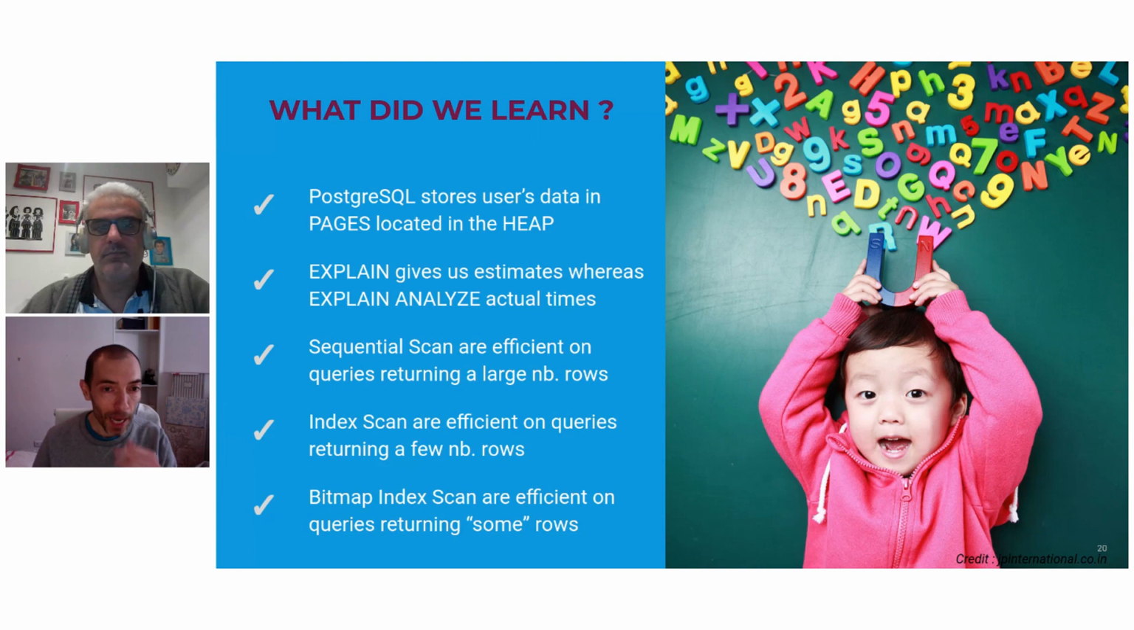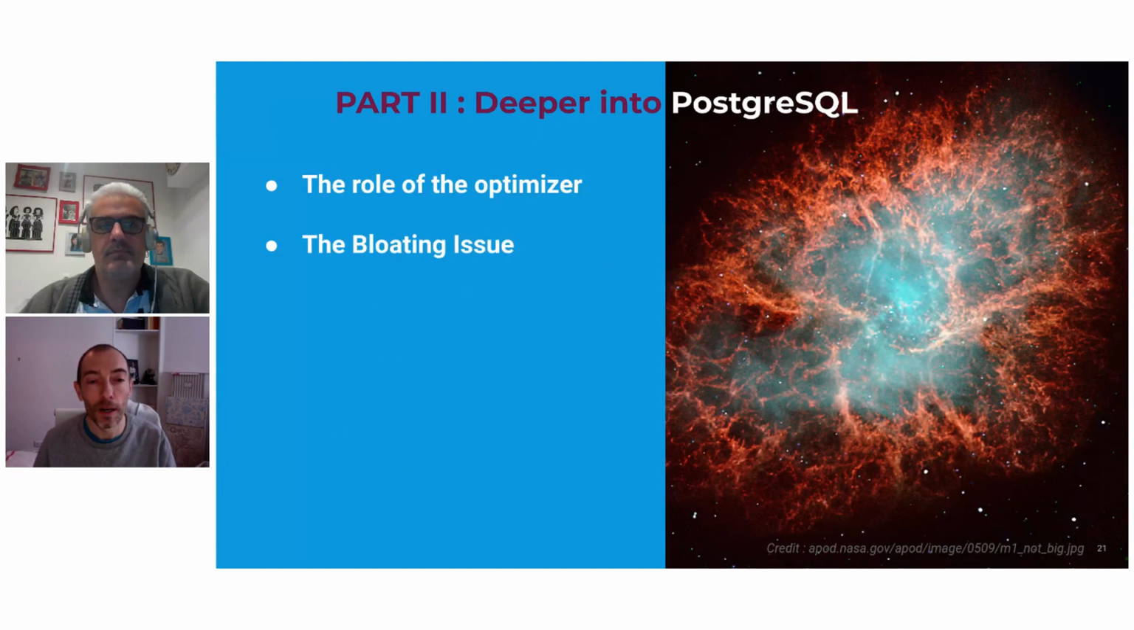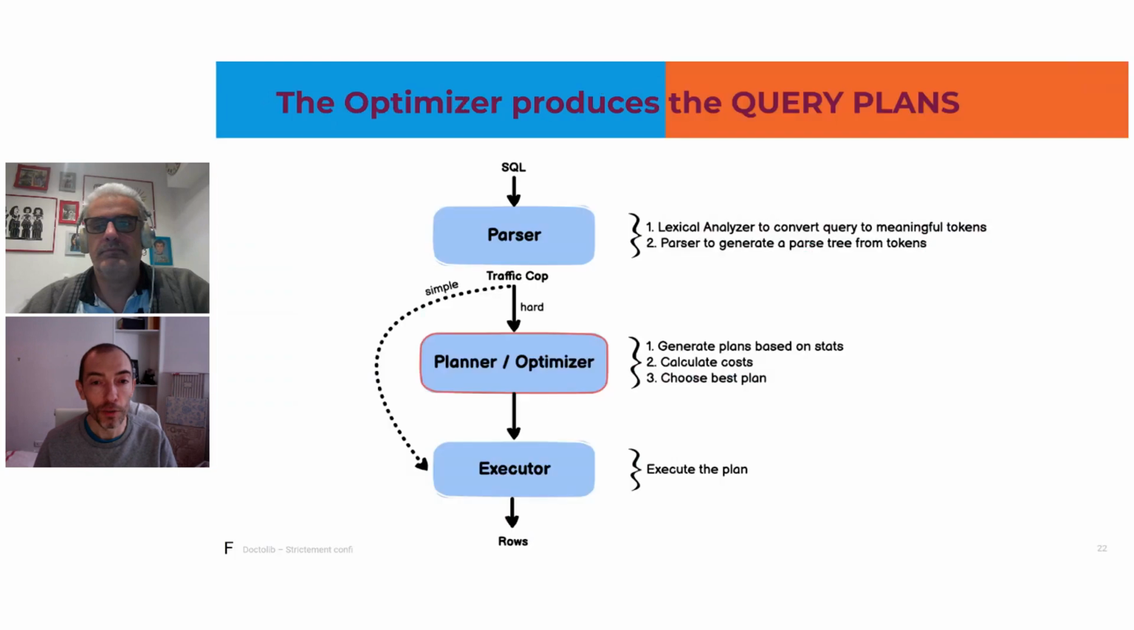So now we talk a little more about specifics of Postgres, in particular the role of the optimizer and the bloating issue. So Flavio, let's start.